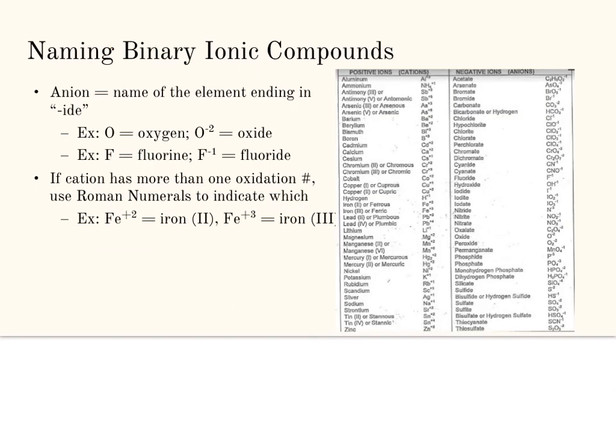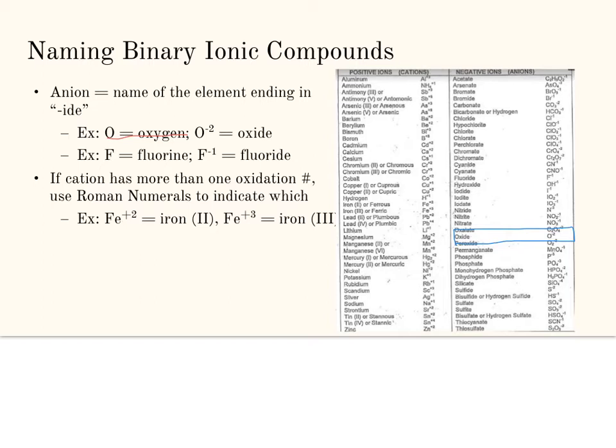The anion in our chemical compound is going to be the name of the element with the ending in IDE. So we're going to change the element name and add an IDE ending. So for example, if I were to look up oxygen, on the front side of my periodic table, I would see that the element symbol O is called oxygen. However, if I look that up on the back side of my periodic table, I find O2- there, and I see that O2- with a -2 charge is called oxide.